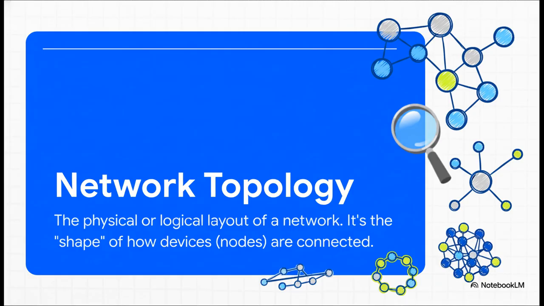And that map actually has a technical name, network topology. It's just a fancy term for the physical or logical shape of a network. Every device on it, your laptop, your phone, that printer in the corner, is called a node. So topology is just the blueprint for how all of those nodes are connected to each other.